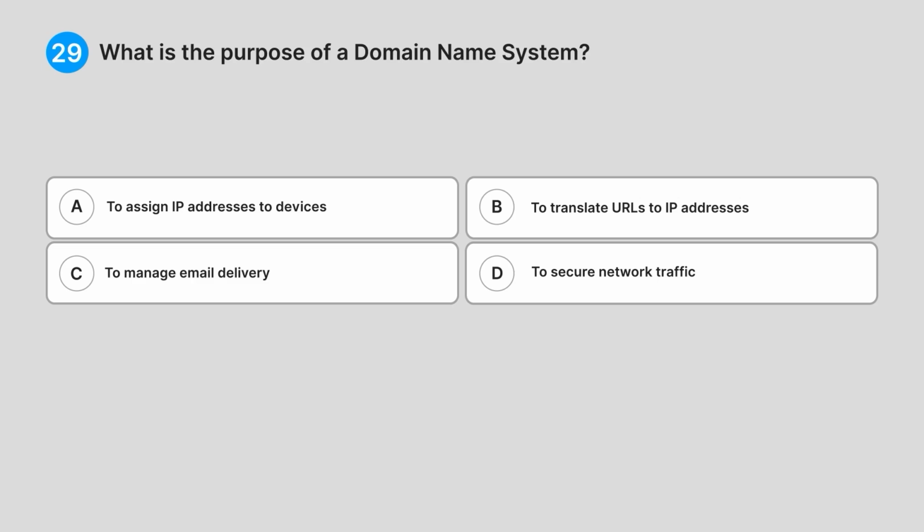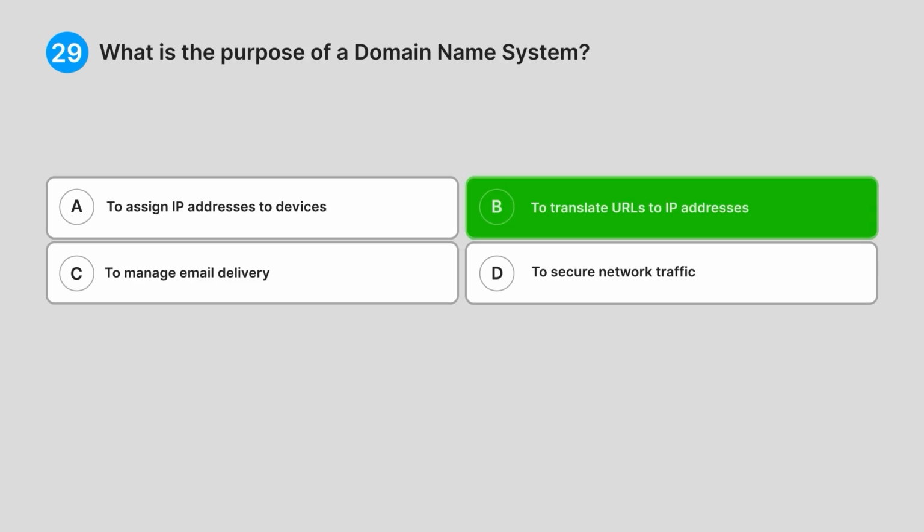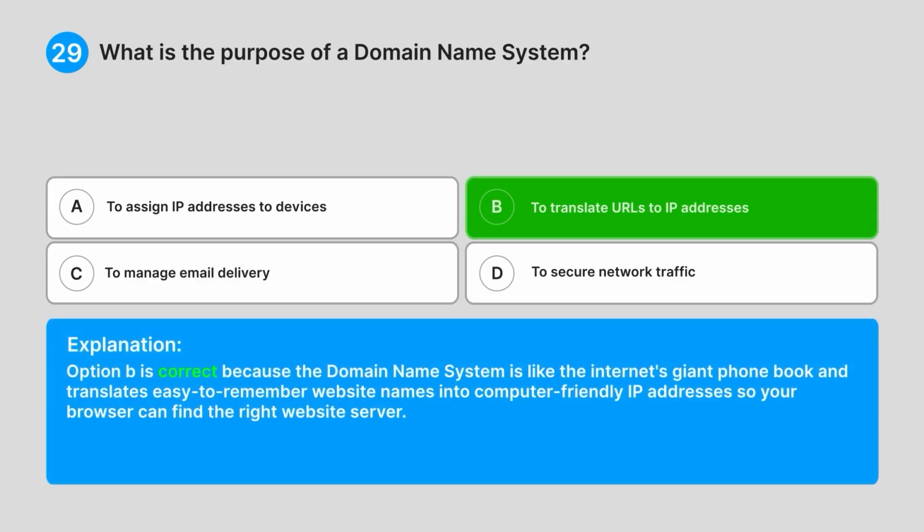Correct answer. B. To translate URLs to IP addresses. Explanation. Option B is correct because the domain name system is like the internet's giant phone book and translates easy-to-remember website names into computer-friendly IP addresses so your browser can find the right website server.